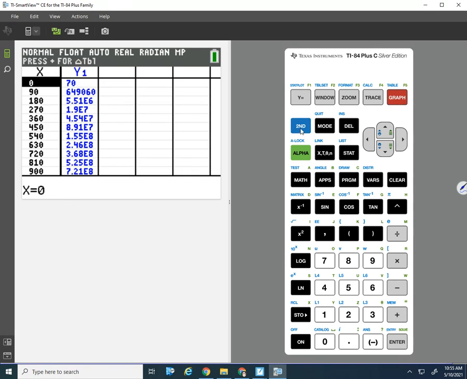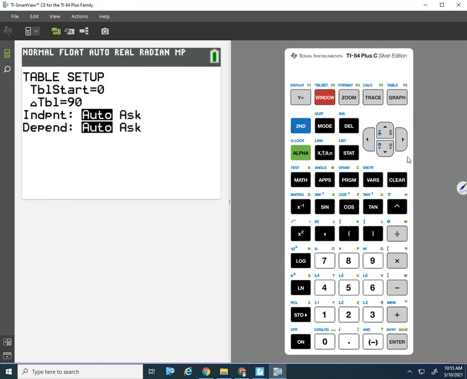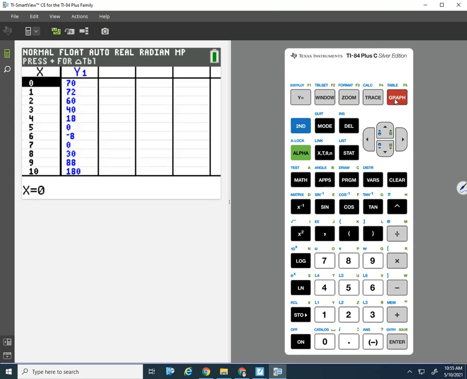I'm going up by 90s, so I'm going to go second table set and change this change table to 1. So at 0, my y value is 70. We don't want that. We're looking for zeros. Check this out. At 5, the y is 0. Now, that means my factor is actually a negative 5. So that's not going to help us.